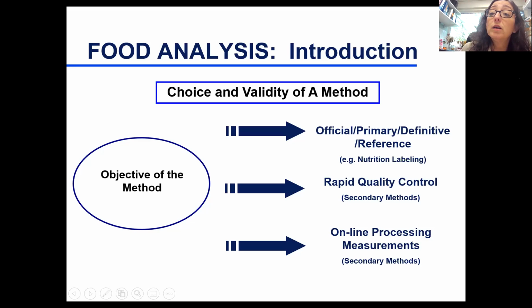Do I have a question there? Does an official method have to be under a government agency or organization?